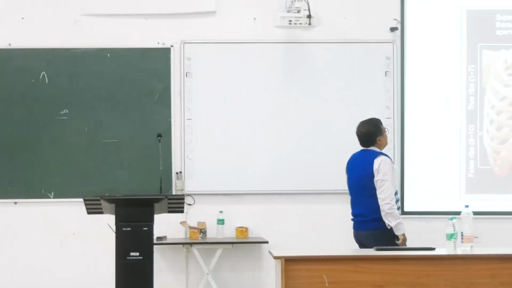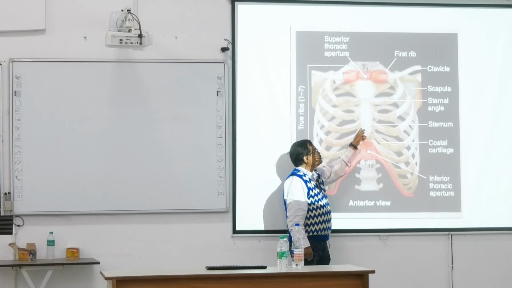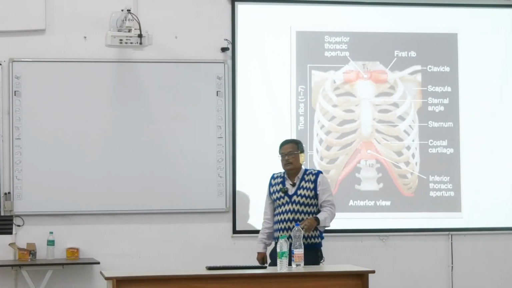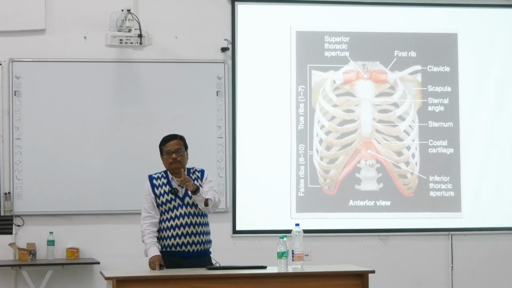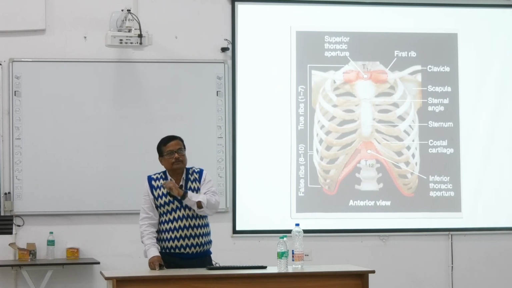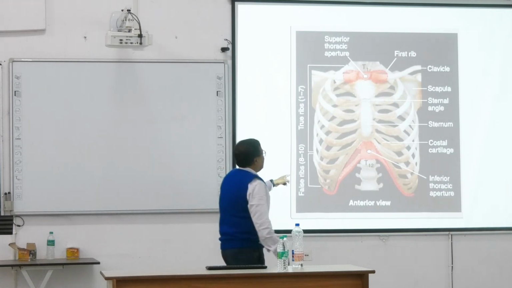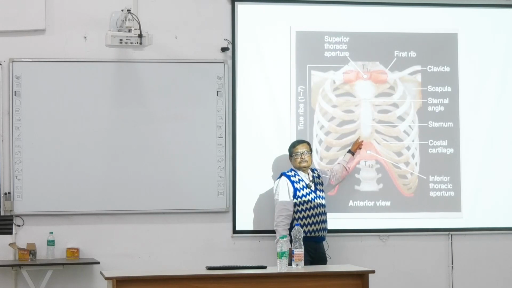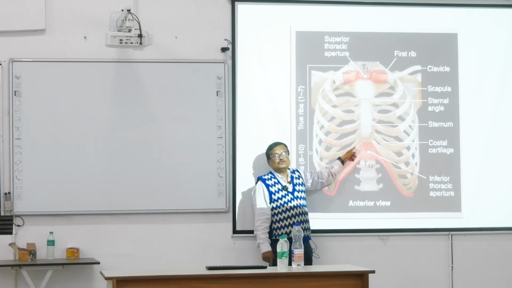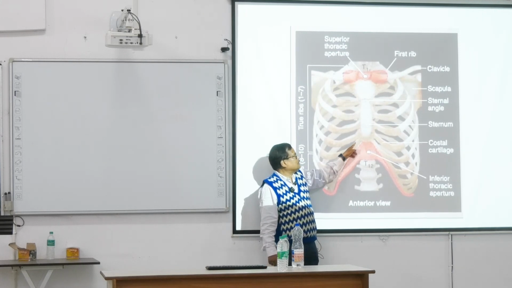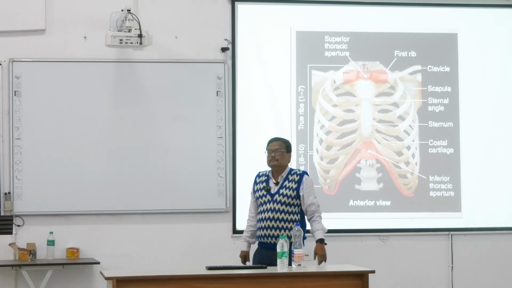So what did I say before? The first rib to the 7th rib have their own cartilage to attach to the sternum individually. But the 8th, 9th and 10th ribs, one on either side, are not directly attached to the sternum. They have their own cartilage, and this cartilage ultimately joins with the 7th cartilage, and via the 7th costal cartilage it attaches to the sternum.